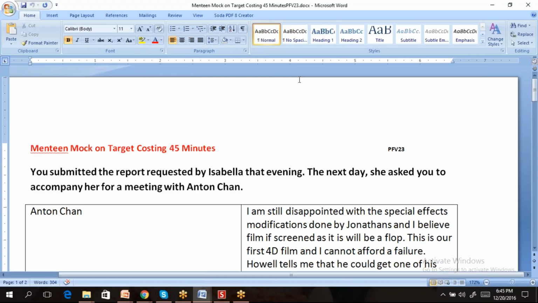So we have two processes for this. I want you to note down one, what we call value analysis. Value analysis, not value chain, value analysis. A-N-A-L-Y-S-I-S. Value analysis.